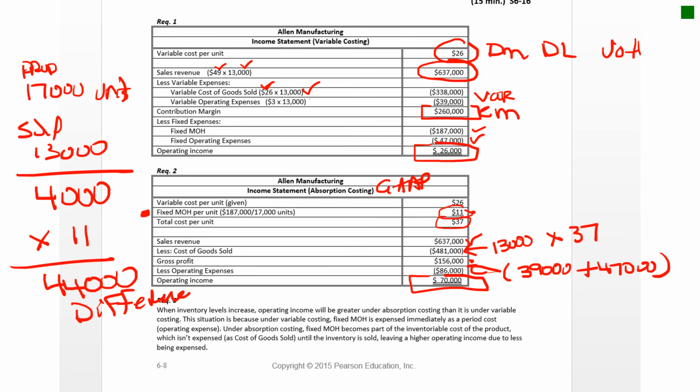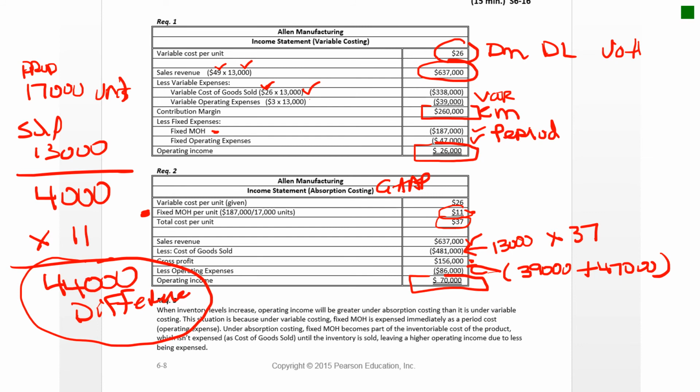And because you didn't sell everything, you're deferring this number in inventory in your ledger, so you're not expensing it because you didn't sell it. Under variable costing, you treated fixed overhead just like a period cost. You expensed it already. So that's basically violating GAAP per se.